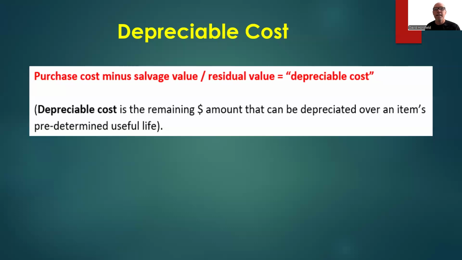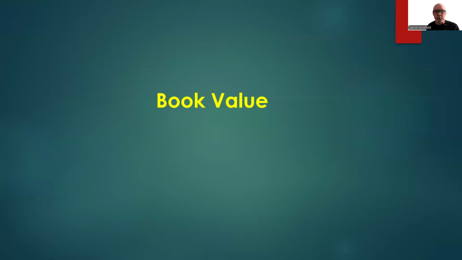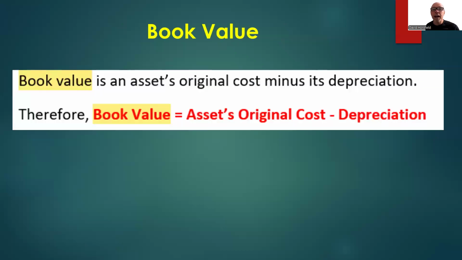Different assets, the IRS determines the useful life. It's predetermined by them. We don't get to make that number up. Book value, another important term in relation to depreciation. Book value is an asset's original cost minus its depreciation. So therefore, book value, in formula form, is the asset's original cost minus depreciation.